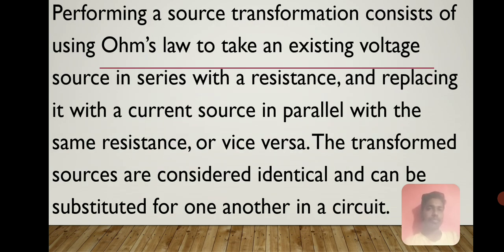Source transformation consists of using Ohm's law to take an existing voltage source in series with a resistance and replace it with a current source in parallel with the same resistance, or vice versa. The transformed sources are considered identical and can be substituted for one another in a circuit.